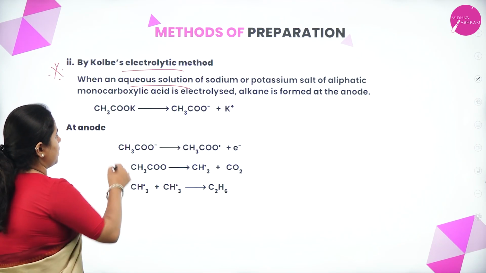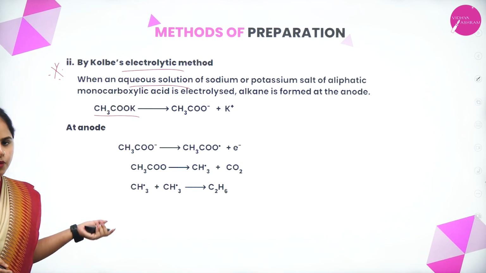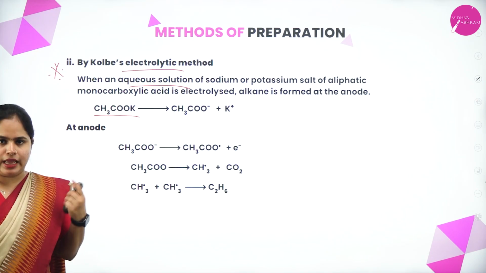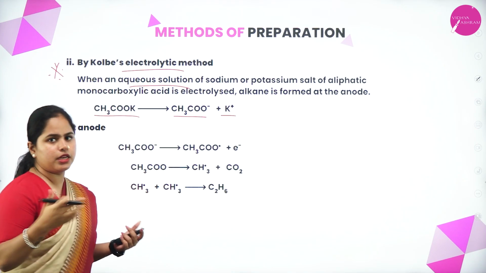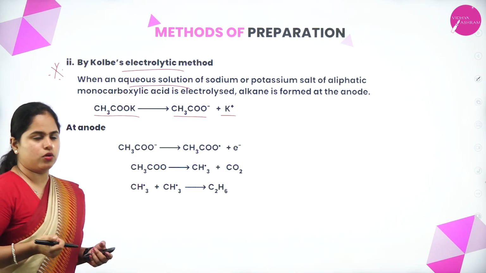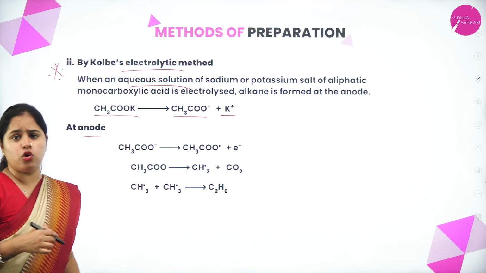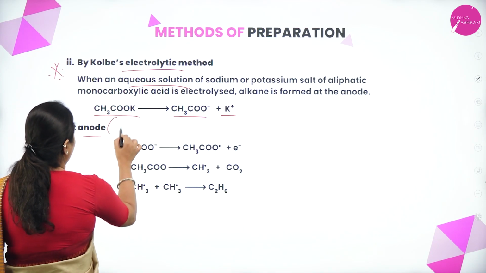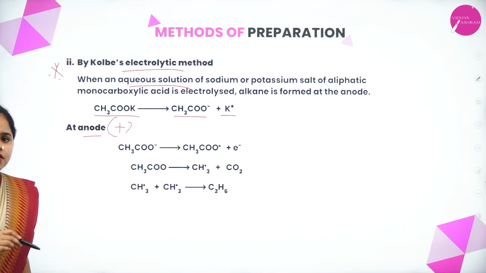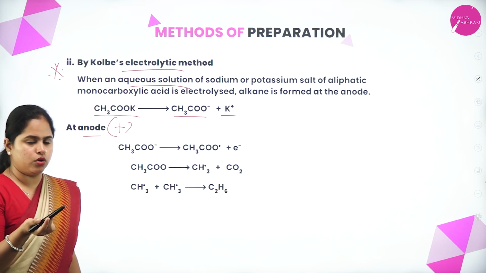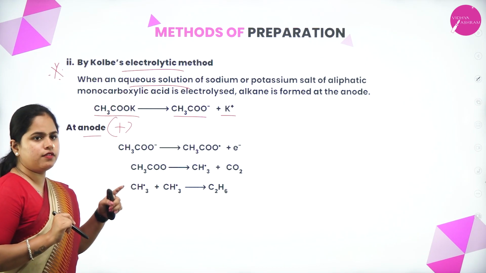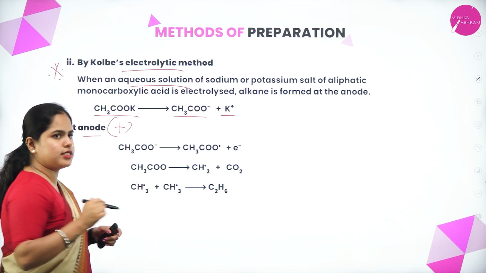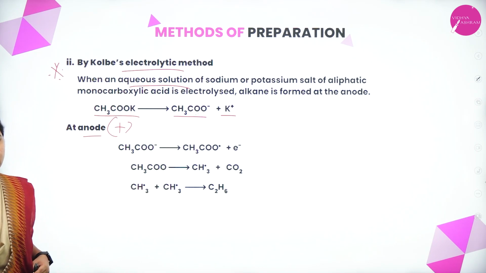So let's take an example, again, of a sodium or potassium salt, right? So this will dissociate into CH3COO minus and K plus. It will be dissociated into this under electrolysis. So what happens at the anode? Anode is positively charged. So the negatively charged ion will go to the anode, right? And the positively charged one will go to the cathode. So anode is positive. So which is negative here? CH3COO minus. Acetate ion is the negatively charged one.